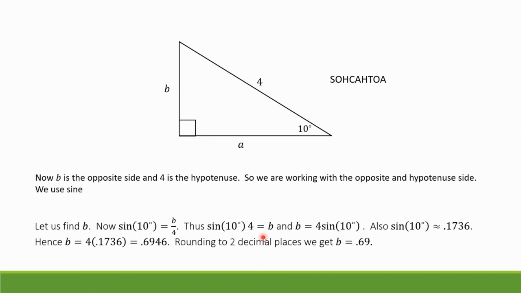Okay, so what's sine of 10 degrees? Well, if you do it in your calculator, rounding to 4 decimal places, this is what you would get. So B would be about 4 times this, and that's equal to this number. And of course, you round it to 2 decimal places, you get 0.69. So that's what B is. All right, that's awesome.